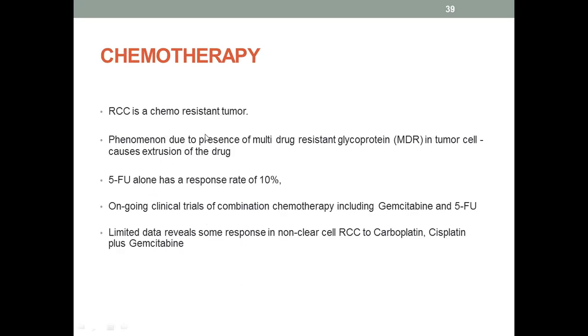Chemotherapy: this is again a tumor which is not chemosensitive, rather chemoresistant, and people start with 5-fluorouracil. Then trials are going on with gemcitabine along with 5-FU, but the results are not good. People have tried cisplatin and carboplatin in non-clear cell RCC, but still the results are not good.